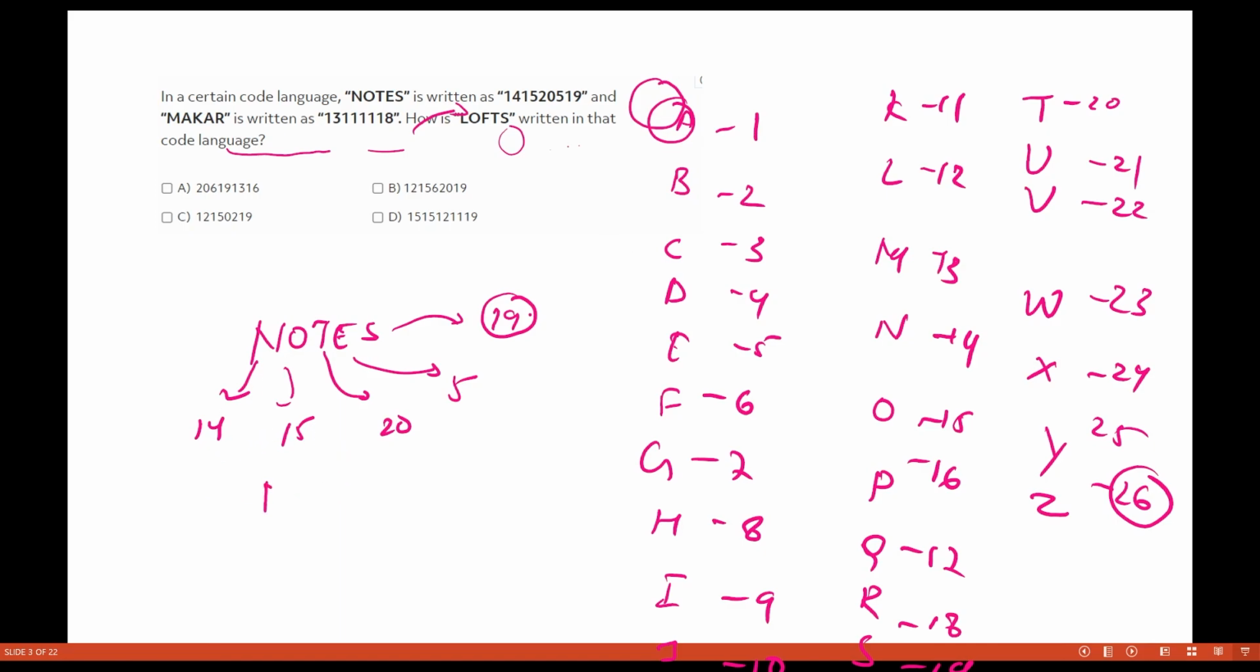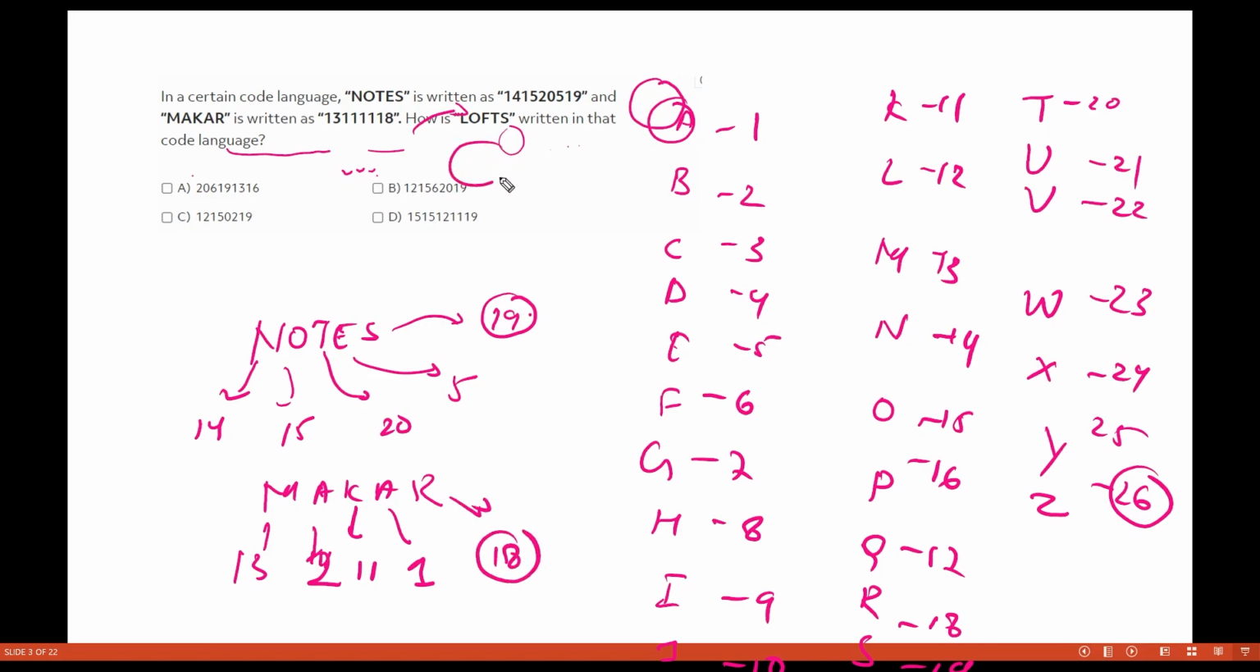Also if you see Makar. Makar is given 13. A is 1, K is 11, A is 1 again. So that is why we have these ones. And then R is obviously 18.